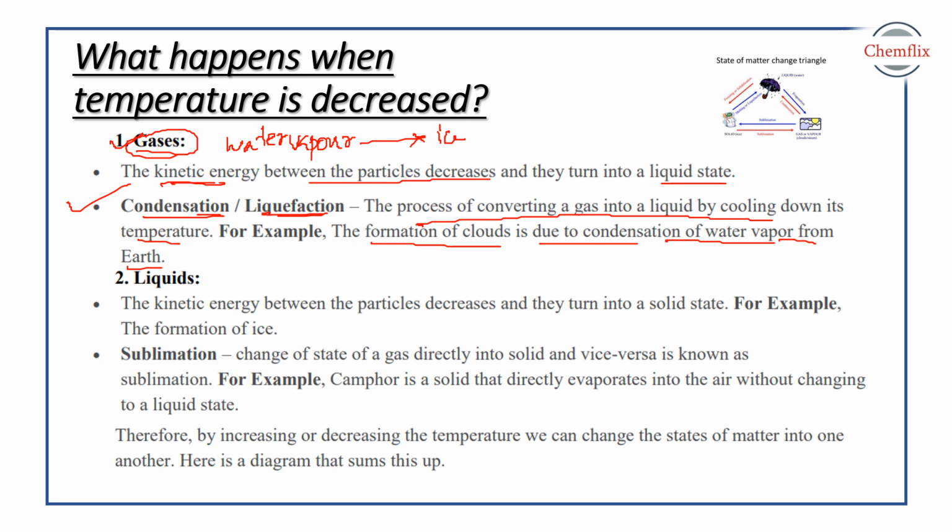Clear? Now we are moving to liquids. What happens in the case of liquids? In liquids also kinetic energy decreases and it turns to the solid state. For example, the formation of ice. Now listen here, this is another term that you have to study, that is sublimation. The change of state of a gas directly into solid and vice versa is known as sublimation. For example, camphor.